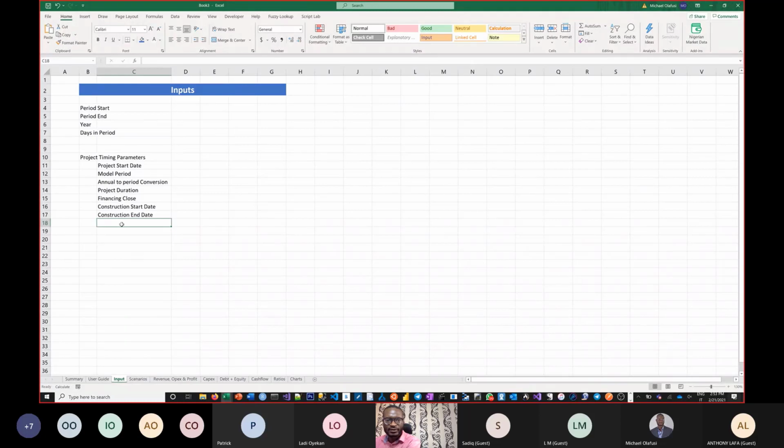And operation starts. So when will operation start? Operations typically means when we start earning income, when we start getting revenue, the project is now operating, right? So operations end dates. So these are one bucket of inputs.